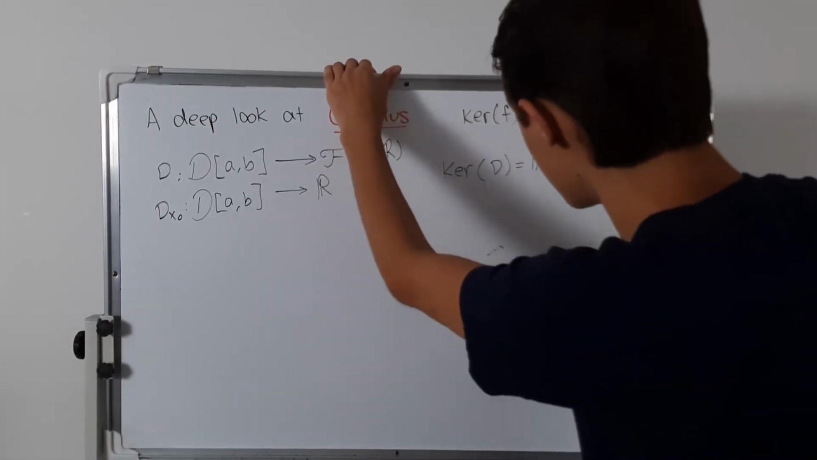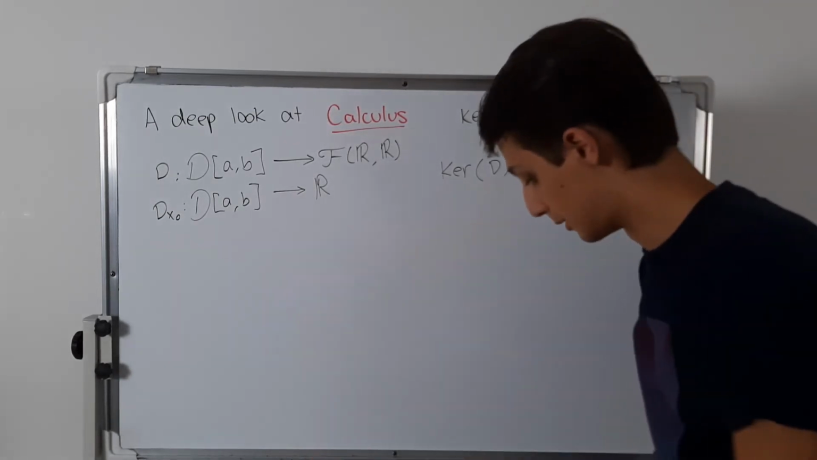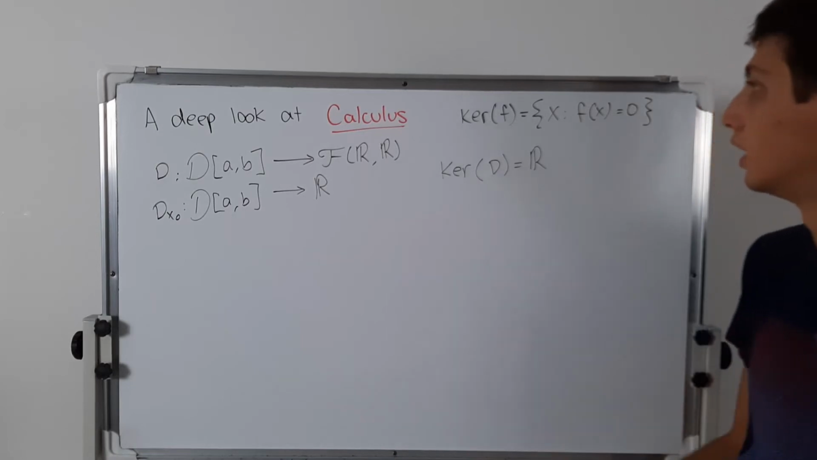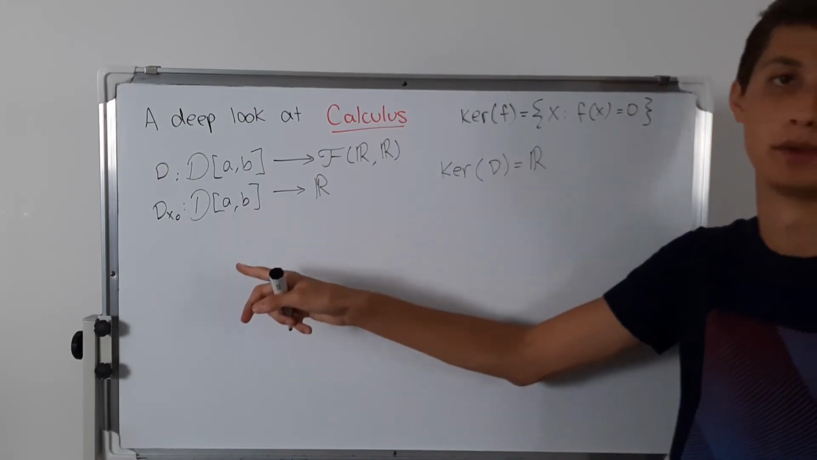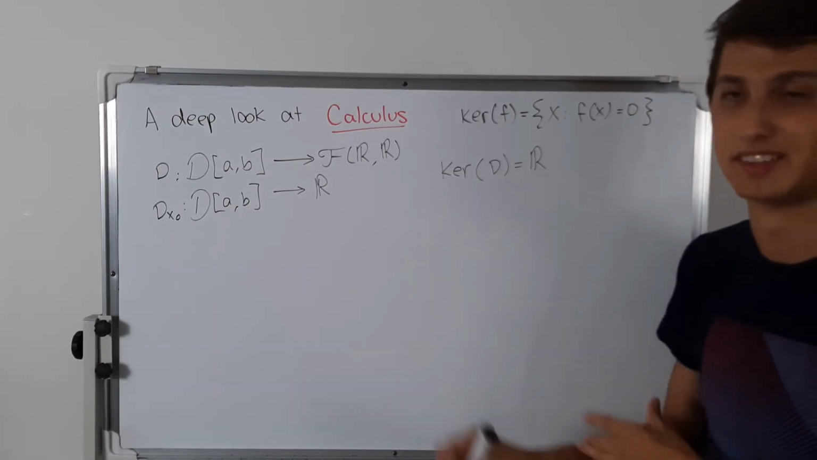Now, if we're trying to evaluate the kernel of d at x naught, that's going to be more difficult, because you're trying to find, and that really depends on what x naught is as well. So that's a little more challenging, so I'm not really going to consider that case.